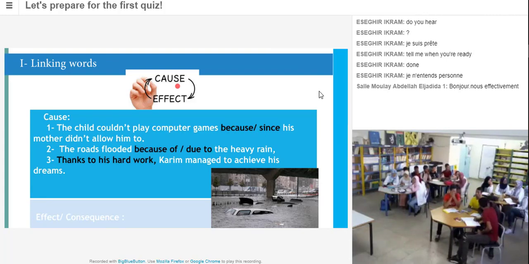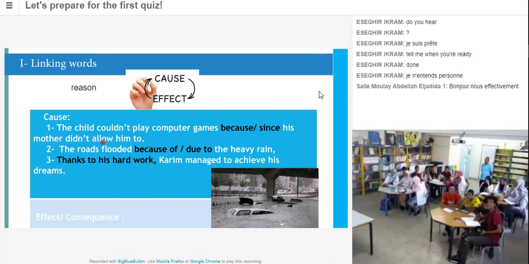Now, cause, you show the cause behind something or the reason. We can use the word cause, or also we can use the word reason. The reason why, or the cause, the reason behind, the cause behind. So the child couldn't play computer games because or since his mother didn't allow him to. So if we are asking this child why he didn't play computer games, the reason is that his mother didn't allow him to. You know what does allow mean?